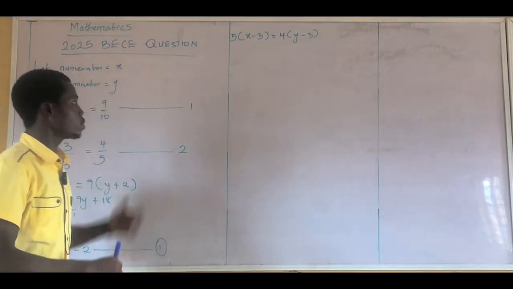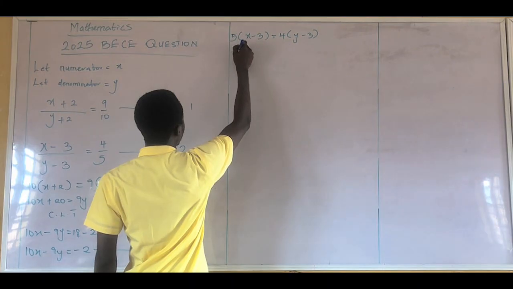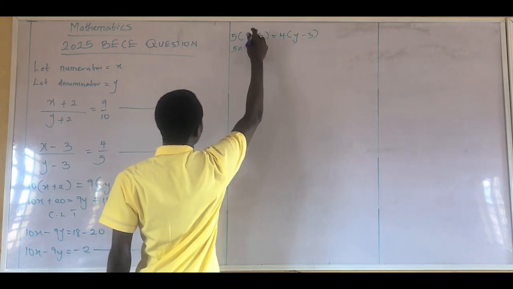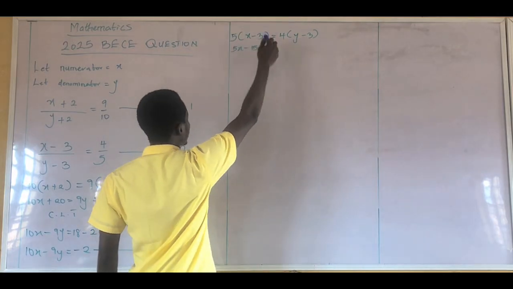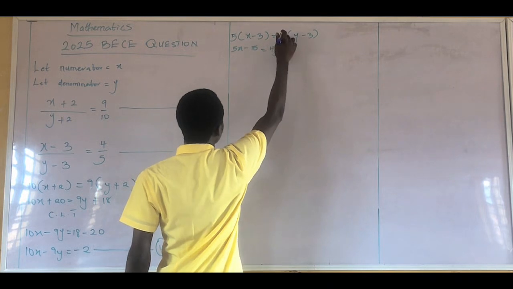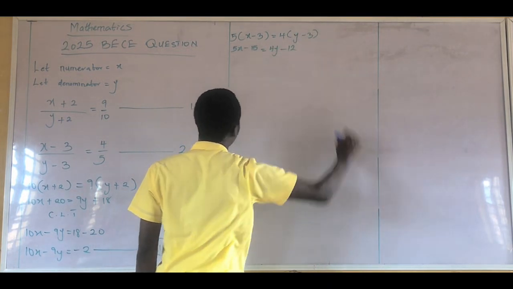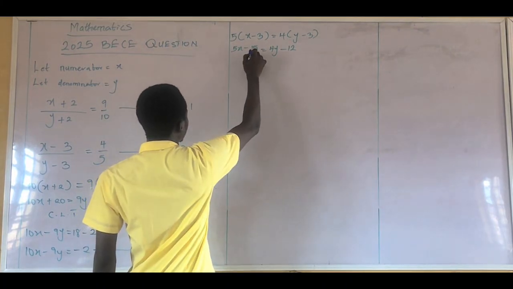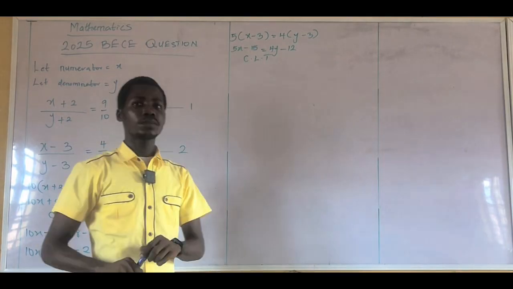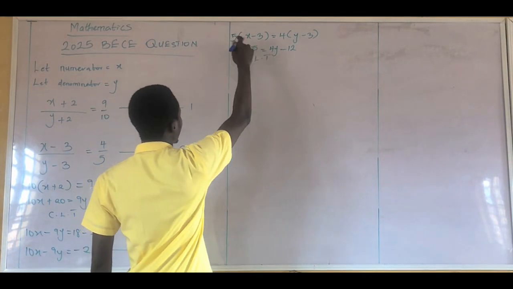What is the next thing to do? Let's expand. 5 times x gives us 5x. 5 times minus 3 is going to give us minus 15. 4 times y gives us 4y. 4 times minus 3 is going to give us minus 12. Okay, what do we do next? Collect like terms. Okay, are we getting this at all? All right, so what's the next thing to do? We have to collect like terms.